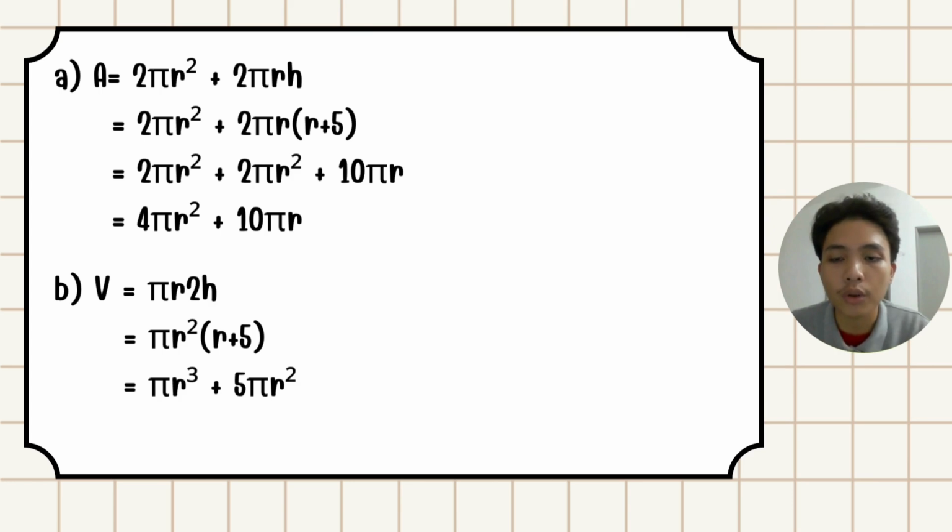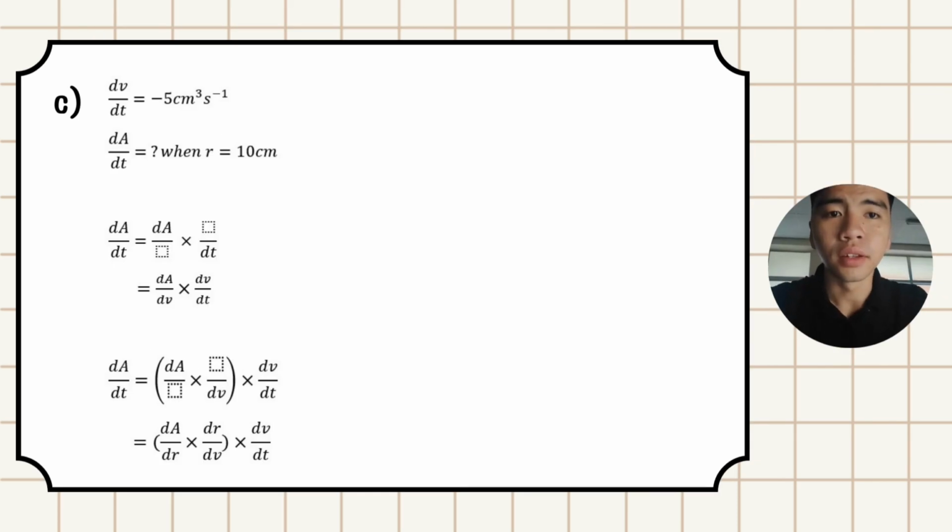We move to question B. Volume equals pi r squared h. And same as before, we need to substitute the height that is given, r plus 5. The equation can be pi r squared open bracket r plus 5 close bracket, and the last answer is pi r cubed plus 5 pi r squared. Okay, next we'll go into question C.